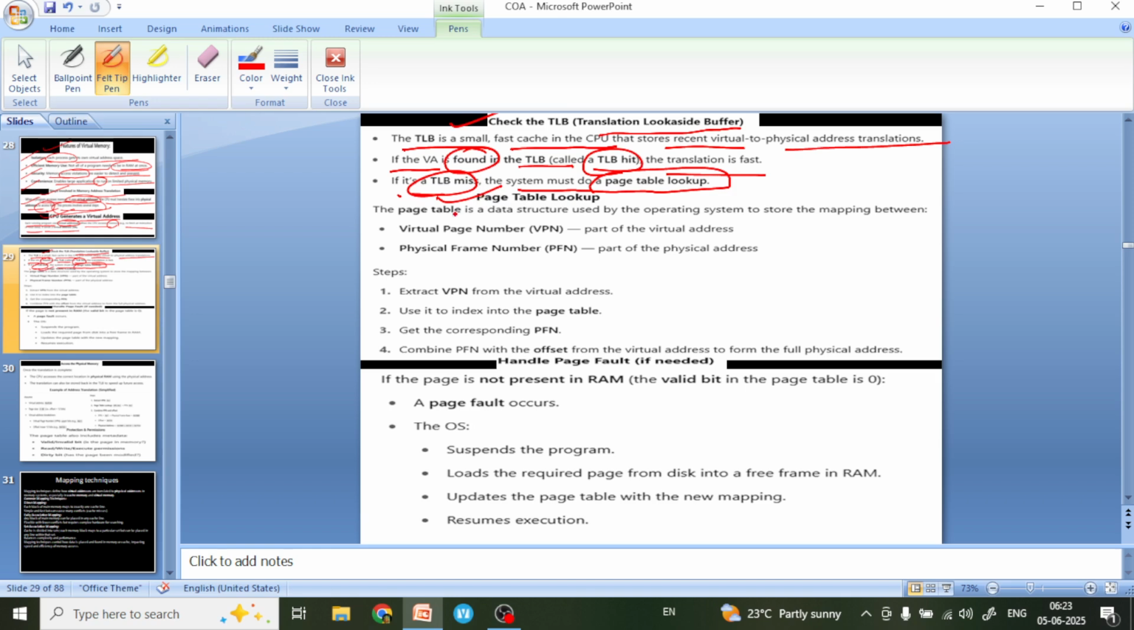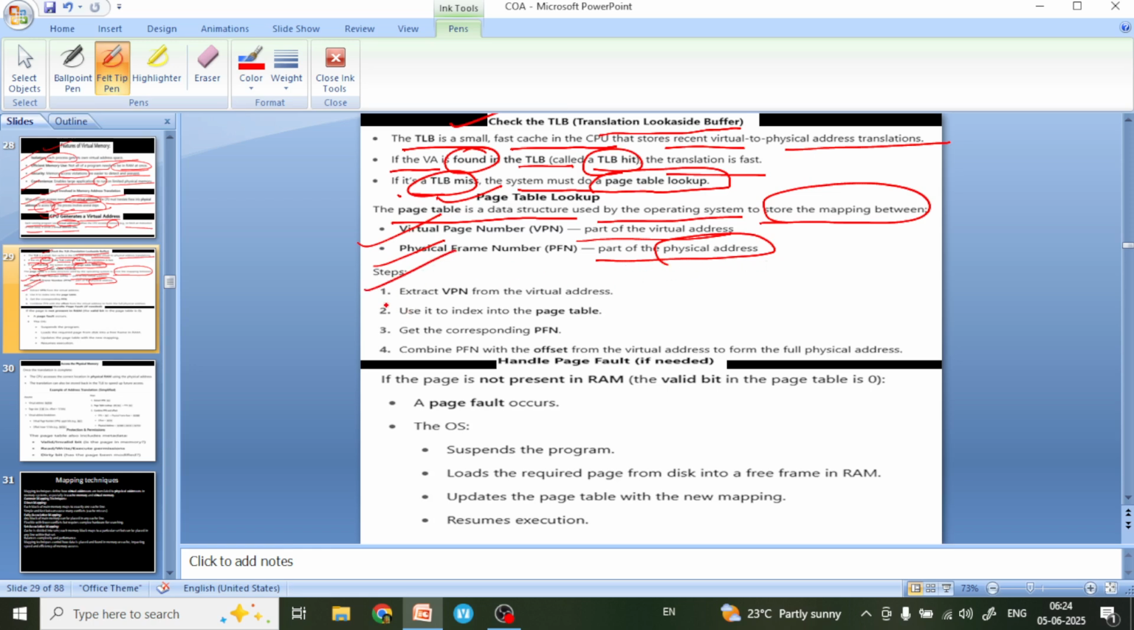And what is a page table lookup? The page table is a data structure used by the operating system to store the mapping between virtual page number and physical frame number. Virtual page number is the part of the virtual address and physical frame number is the part of the physical address. You should keep these 2 points in mind.